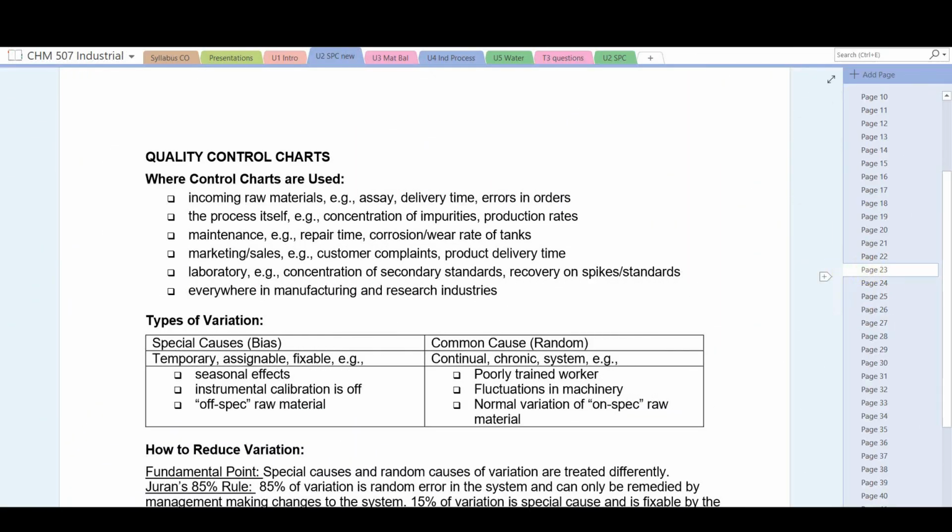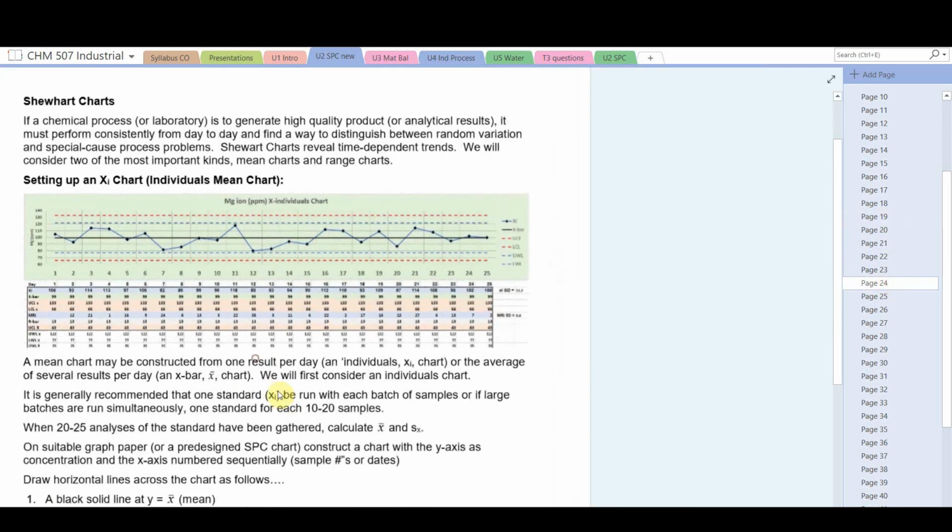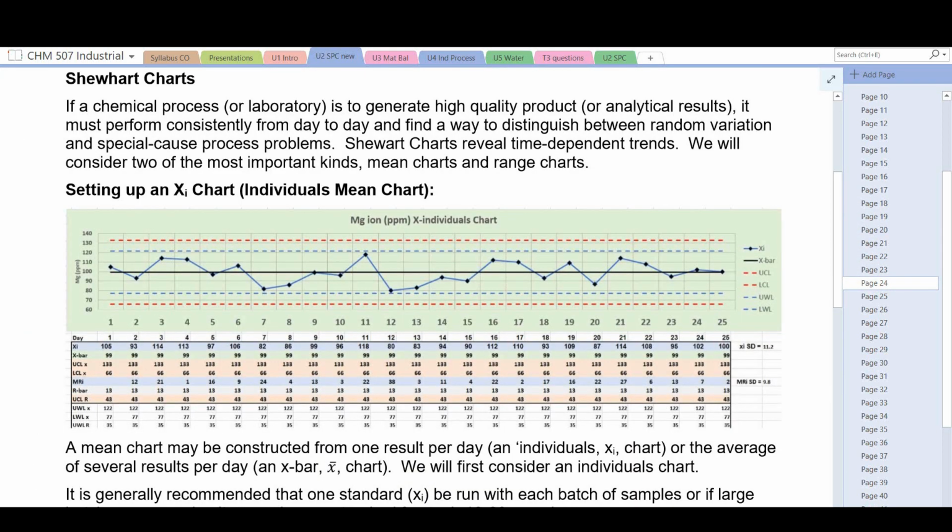Page 23, quality control charts. So I think it's safe to say we've got through the worst of this chapter, and what follows is pretty straightforward. Before I talk at you, I want to show you a quality control chart. Here's one example on page 24. This is what a quality control chart looks like, at least one of them.